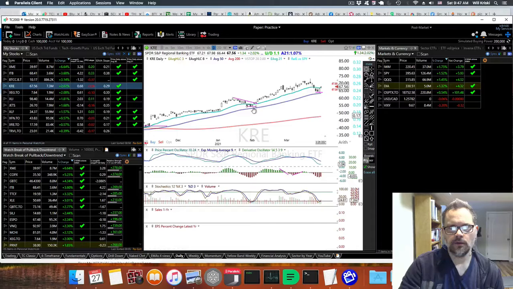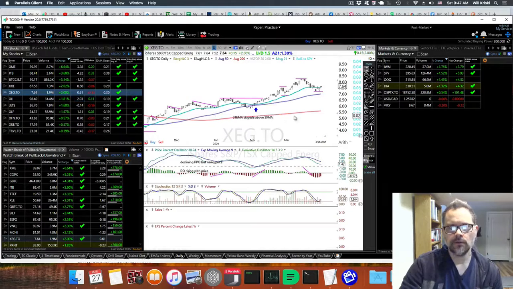So obviously if you buy up here, that's quite a distance from there. But you can see that you do get pullbacks, but they're supported usually at a moving average or a previous resistance.